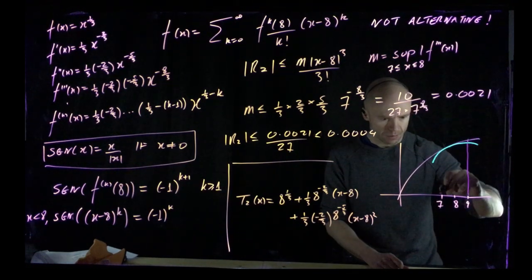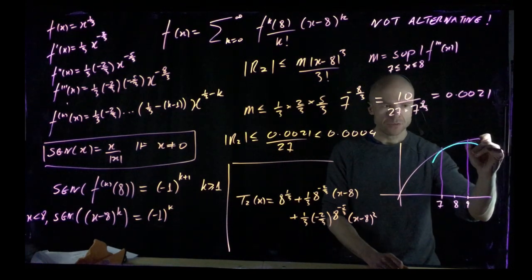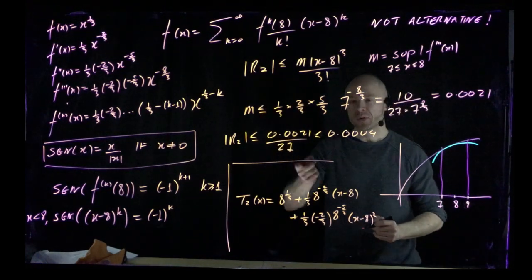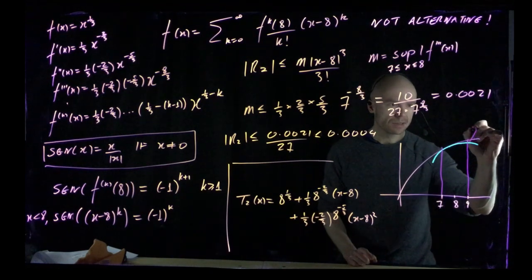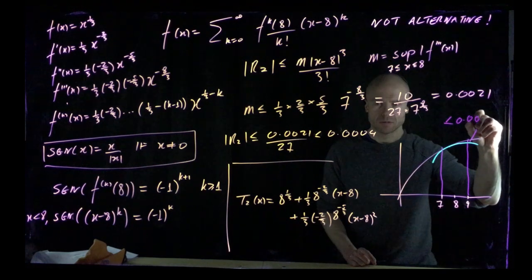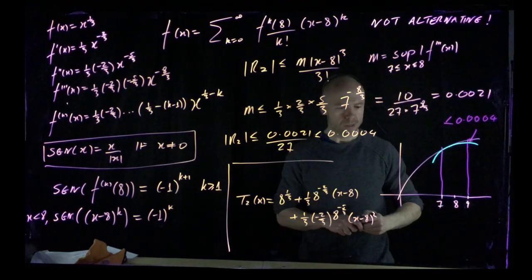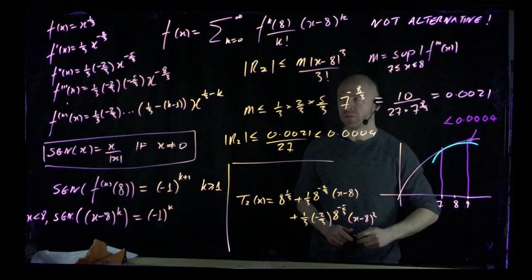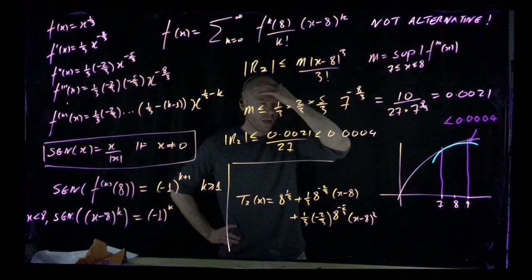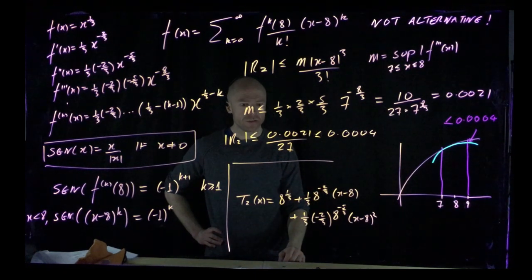So the absolute maximum gap between this guy, T2, and the actual guy we want to approximate is really, really small. So this gap is less than 0.0004, which is a pretty small error over quite a wide interval. So approximating things by the Taylor polynomials actually gets you very accurate answers.